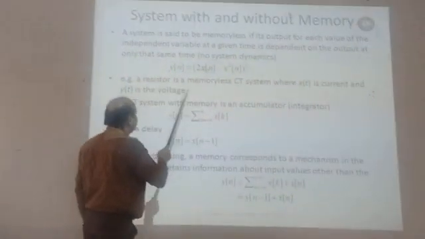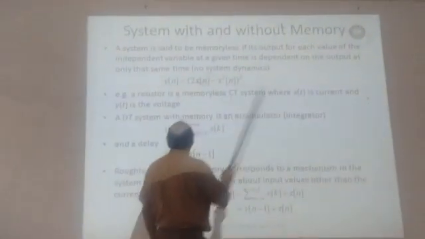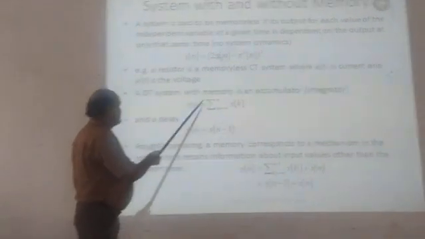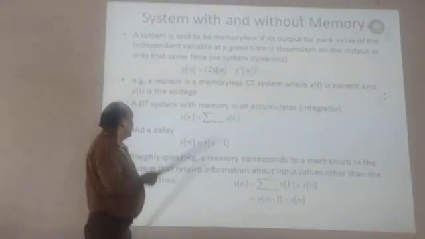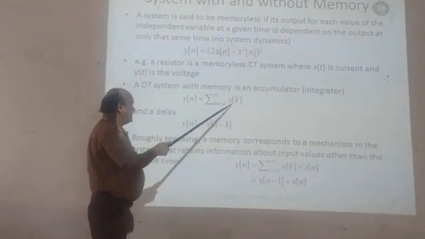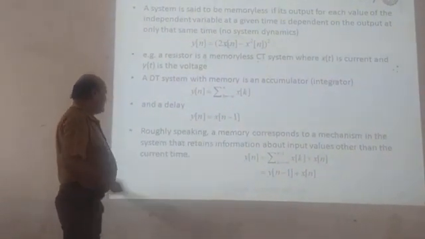Example, a resistor is a memoryless continuous time system where x of t is the current and y of t is the voltage here. A discrete time system with memory is an accumulator, that is an integrator. For a discrete time system, we have these summations to integrate it, the sum of x of k, and y of n is equal to x of n. X of n minus 1 is the delay unit.